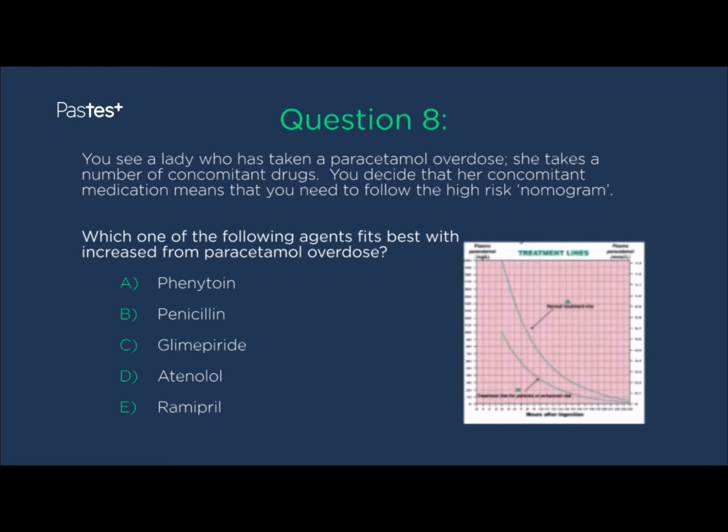What we're being asked to look at is which of these drugs makes it high risk for paracetamol overdose, i.e. the lower line on the nomogram. Please look at these drugs and consider which one of these increases the risk of paracetamol overdose.